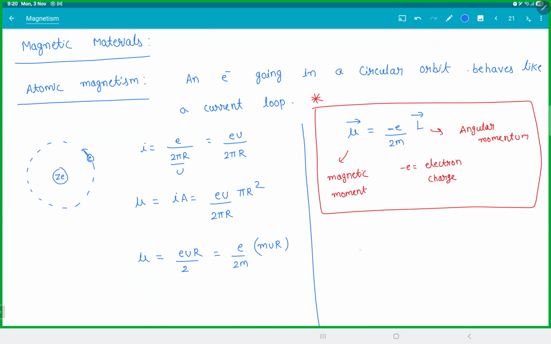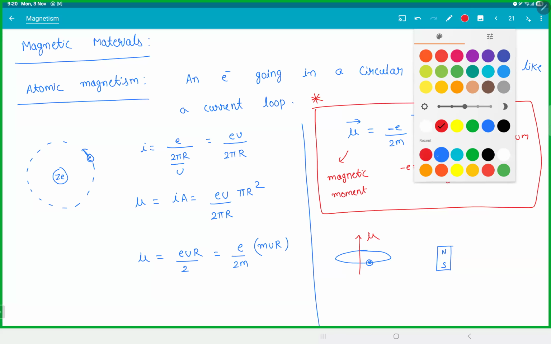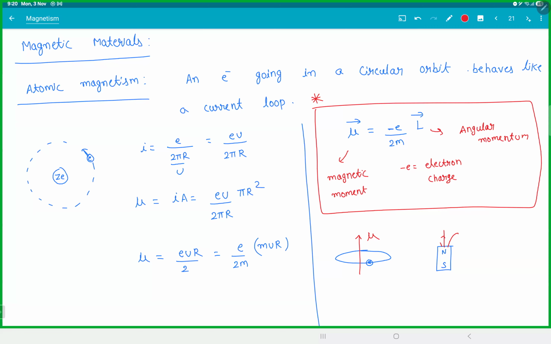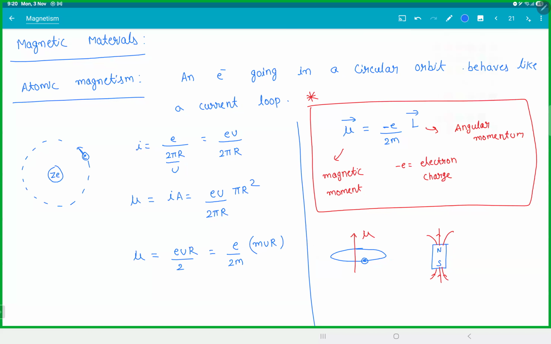So when you say there is an electron going in a circle, and it generates a magnetic moment mu bar, this is exactly similar to having a small bar magnet. So technically you can't tell the difference. Every electron that is revolving produces a magnetic field. This we call atomic magnetism. This is one of the most accepted theories so far for why we get magnetism.